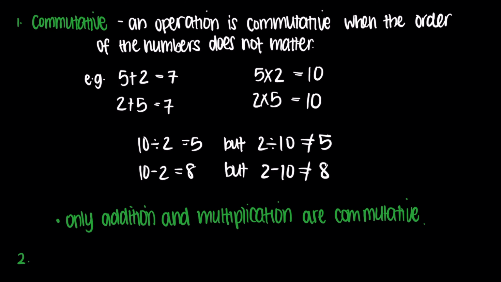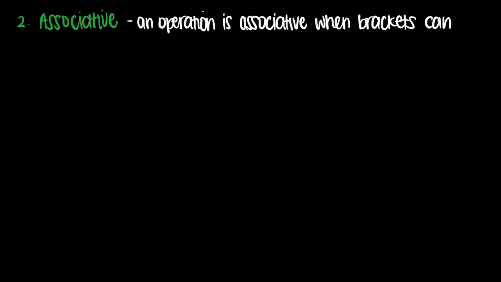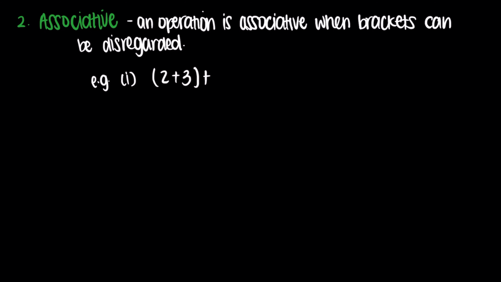The second property that we look at is the associative property. An operation is associative when brackets can be disregarded. For example, let's say we have open bracket, 2 plus 3, close bracket, plus 4, and 2 plus open bracket, 3 plus 4, close bracket. We see that the numbers are the same. The only thing is that we bracketed the terms differently.